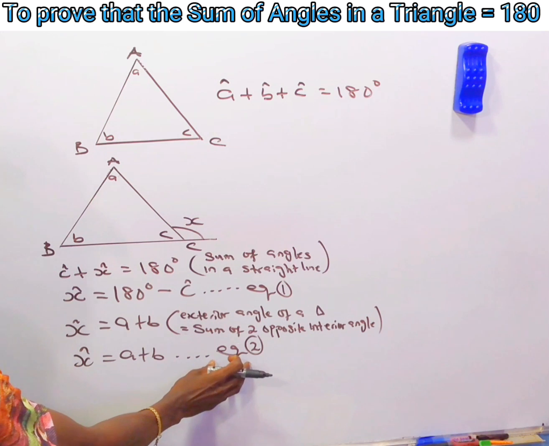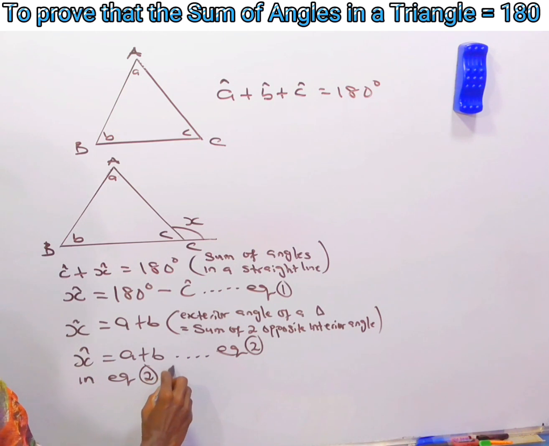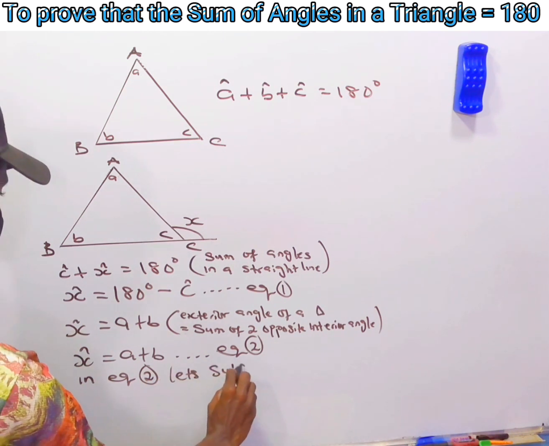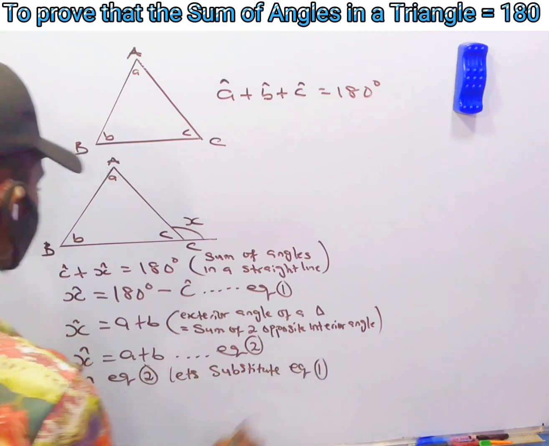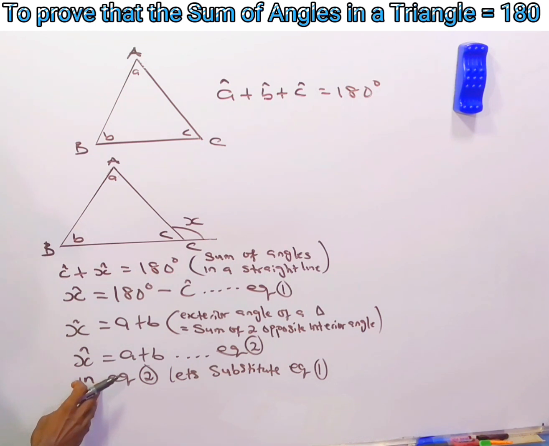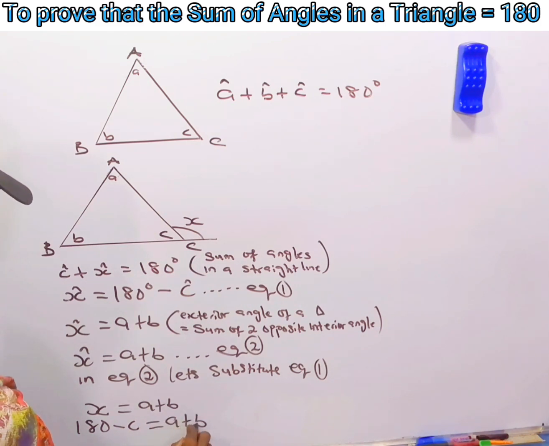So, from equation 2, let's substitute equation 1 for the value of X. Let's substitute the value of X in equation 2 from equation 1. So in equation 2, we have X equal A plus B. And in equation 1, we have X to be equal to what? 180 degrees minus C. So in place of X, we put 180 minus C. So that becomes 180 minus C is equal to A plus B.